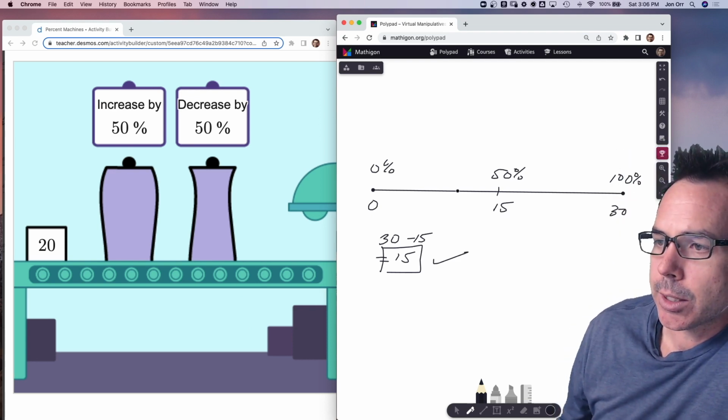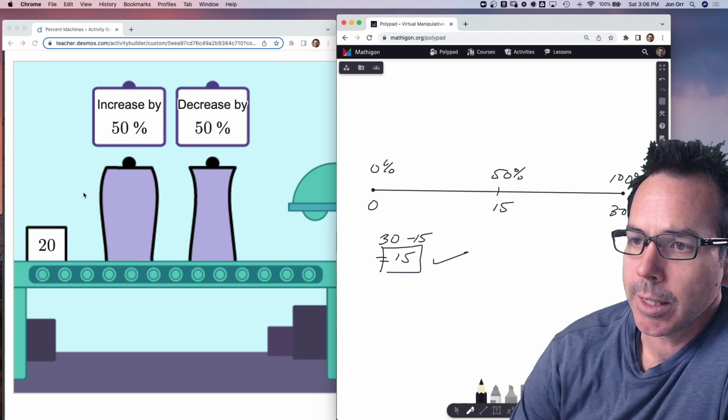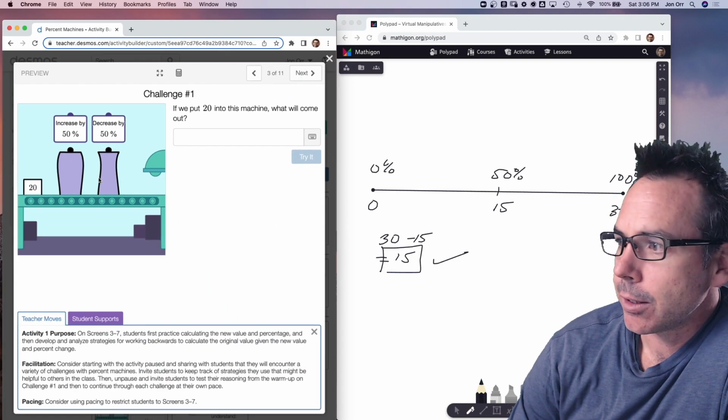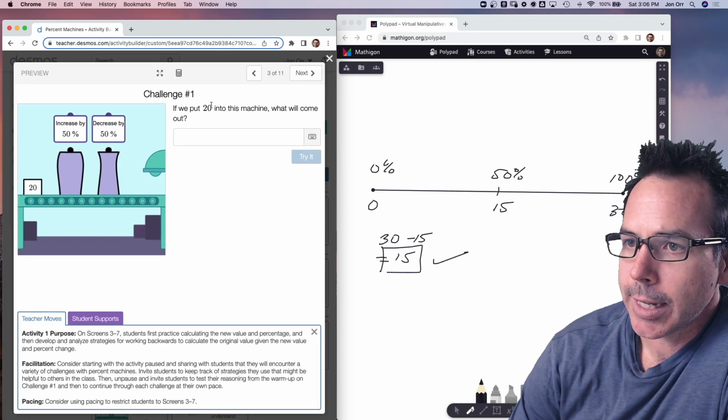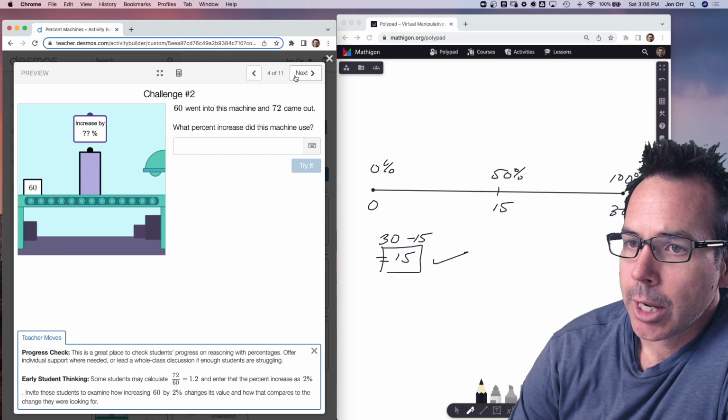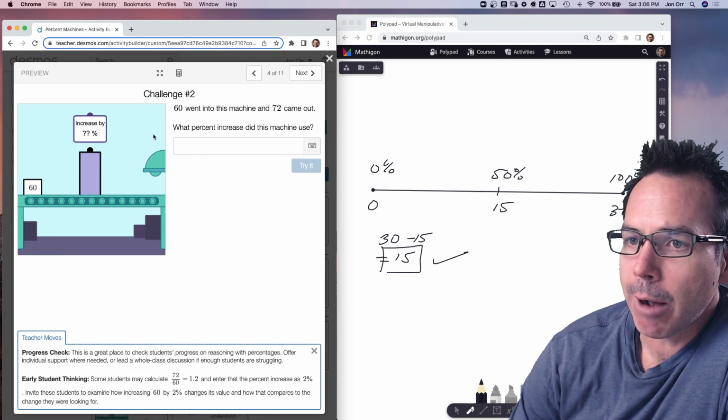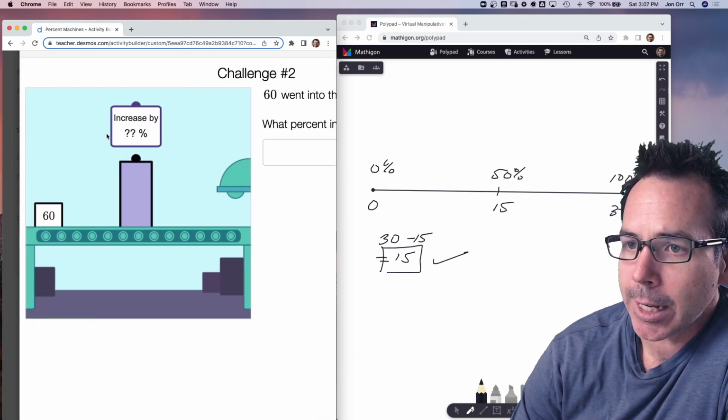That's the flexibility. So the nice thing about this Desmos activity, let me zoom out here for you, is that you can see that this is challenge 1 in a Desmos activity. Now, if I went to challenge 2, this one's a nice one. I want to show you how nice it is to be flexible with this model.